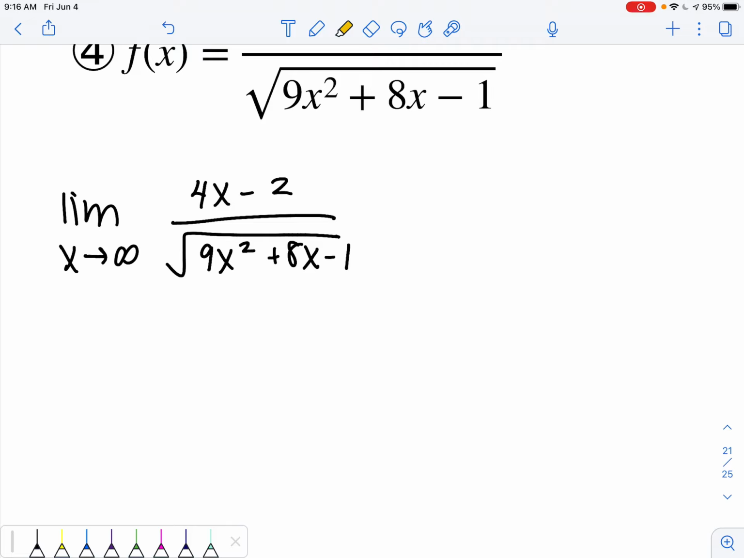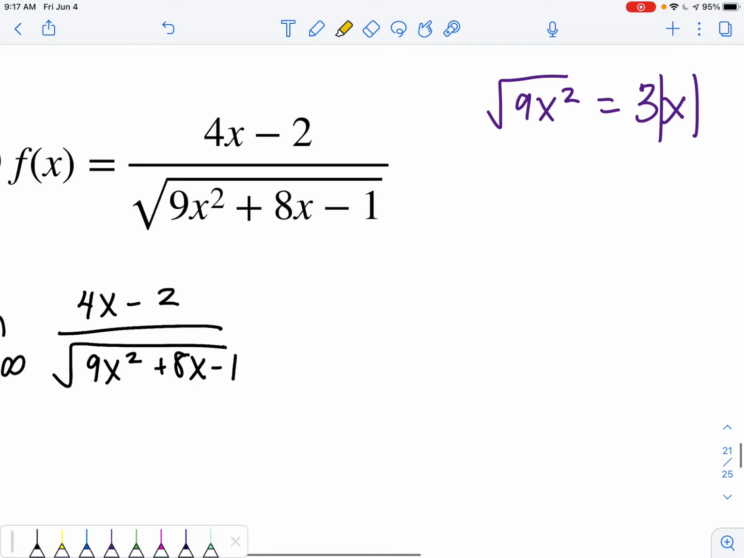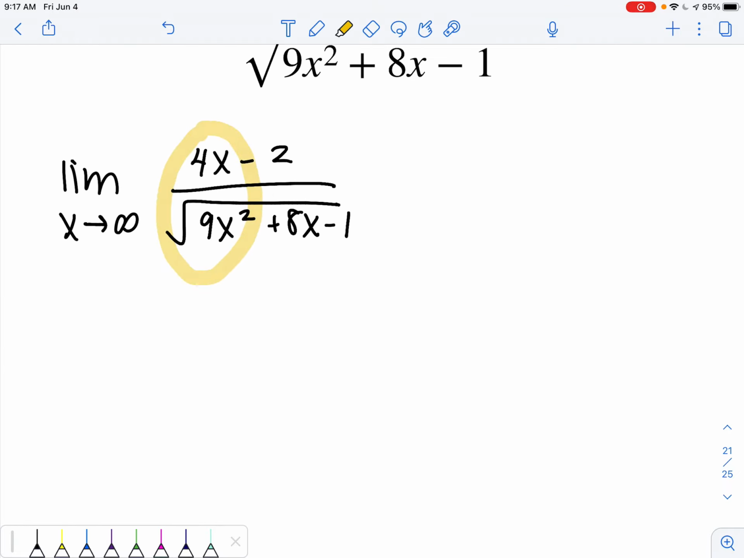Okay, so we're not going to do all of the formal stuff that I just showed you. We're just going to talk about it with logic. So we know that the square root of 9x squared is 3 times the absolute value of x. So we're really just looking at this portion to determine our answers. It's like saying we're taking the limit as x approaches infinity of 4x over 3 times the absolute value of x. I'm just going to write that off to the side. We got 4x over 3 times the absolute value of x.